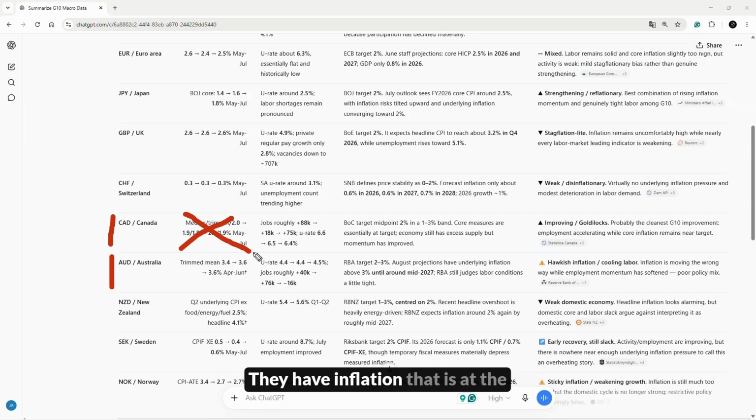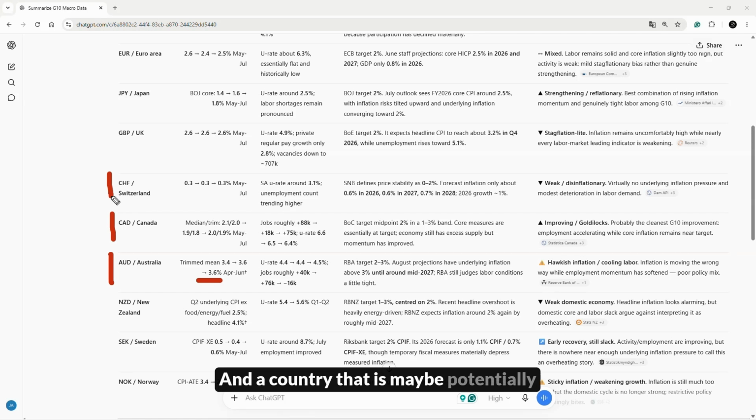They have inflation that is at the central bank's target, but they have the labor market doing pretty well. So we have one central bank that is interested in keeping rates high because they have to fight inflation. A central bank that is interested in doing nothing, keeping rates where they are, which is already 2.5%. It's already not too high, but not too low. And a country that is maybe potentially even interested in cutting rates.